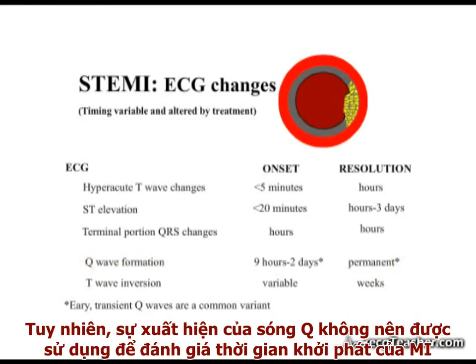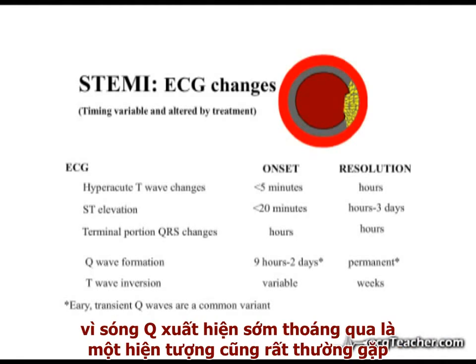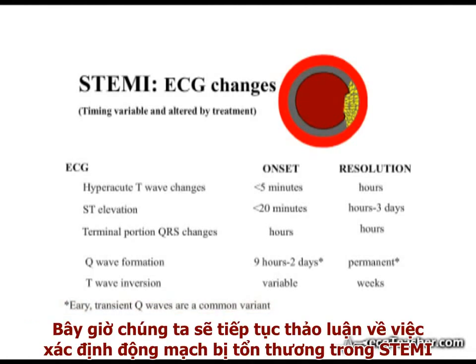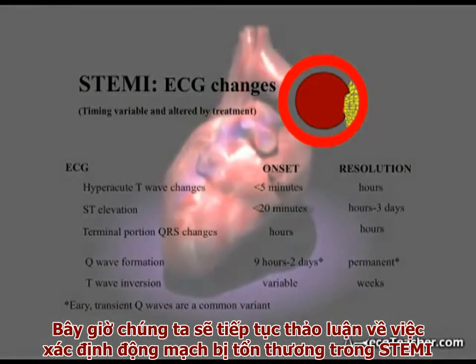However, the presence of Q waves should not be used to time the onset of an MI, as early transient Q waves are a common variant. We will now go on to discuss the identification of the culprit vessel in ST elevation MI.